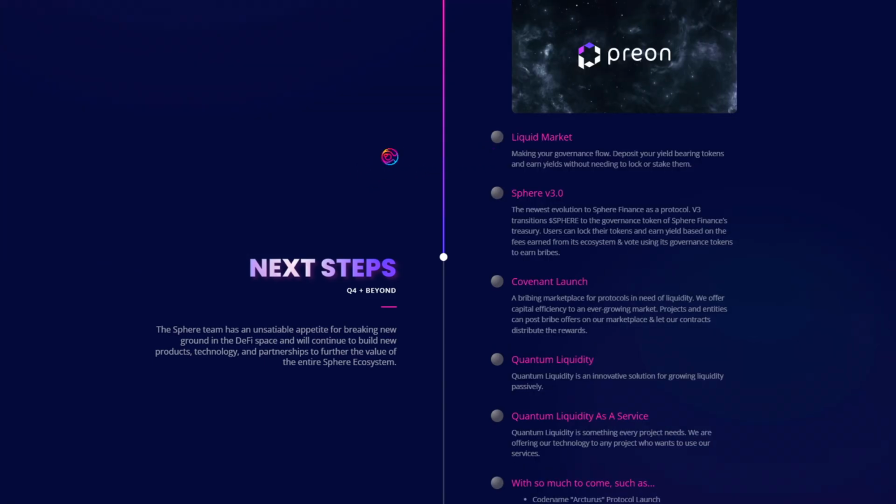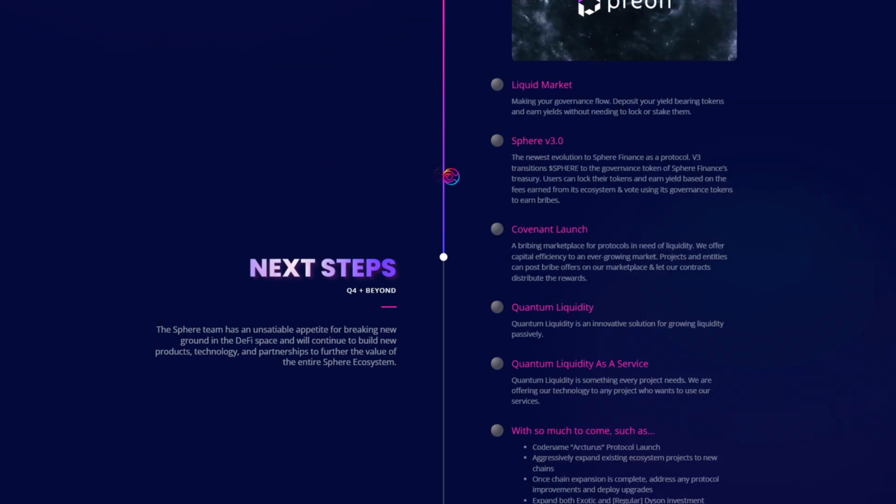The liquid markets will allow you to make your yield-bearing tokens liquid so that you can continue to earn without needing to lock those governance tokens. Sphere v3 will introduce VE Sphere so that Spherians can lock their tokens to earn yield from the ecosystem and vote to earn additional bribe revenue using the Treasury's growing portfolio of governance tokens.